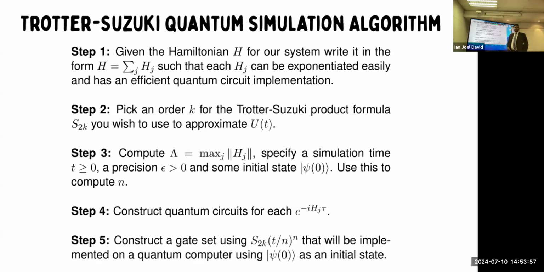The third step is to compute all the necessary and relevant quantities, for example, lambda. You specify a precision epsilon and a simulation time t, and you give some initial state psi of 0, and you use this to compute n. Step 4 would be to construct quantum circuits for each of these exponentials. And step 5 will be then to construct a gate set using this that will be implemented in a quantum computer, where psi 0 will be the register for your initial state. And this is just our first quantum simulation algorithm. There's many more that we'll talk about as we go along, but this is the most basic one.